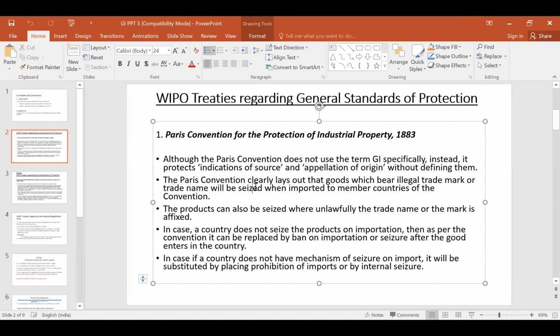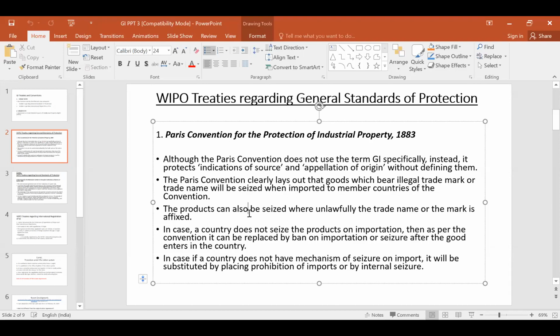Now, what does the Paris Convention say? The Paris Convention says that goods which bear an illegal trademark or trade name will be seized when imported to member countries of the convention, which means that how can you relate it to GI? Suppose somebody is using an illegal indication of source saying that it is made in India but not actually made in India. So the mark which is used is illegal, and hence these marks will be considered to be illegal marks under the Paris Convention.